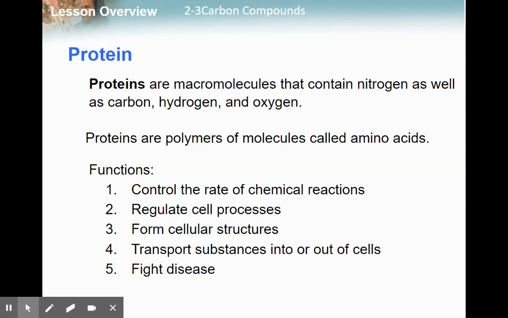Okay, third of the major macromolecules are proteins. Proteins are macromolecules that contain nitrogen as well as carbon, hydrogen, and oxygen. The proteins are polymers of the smaller monomers called amino acids. So the smaller parts of proteins, what makes them up, are amino acids combined together. The functions of protein are to control the rate of chemical reactions. They regulate cell processes. They form cell structures. They're used to transport substances into or out of cells and also used to fight diseases.